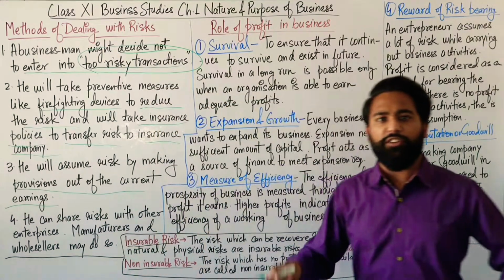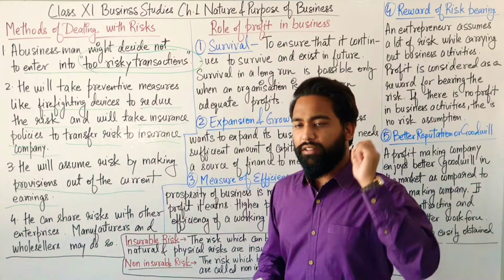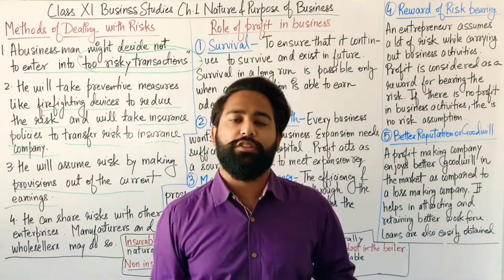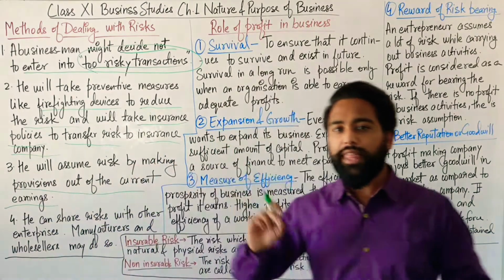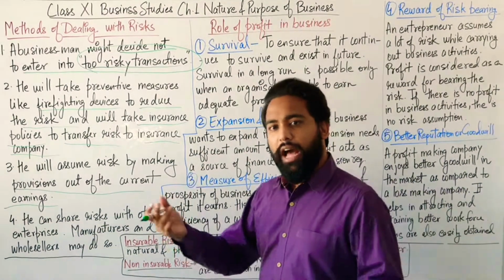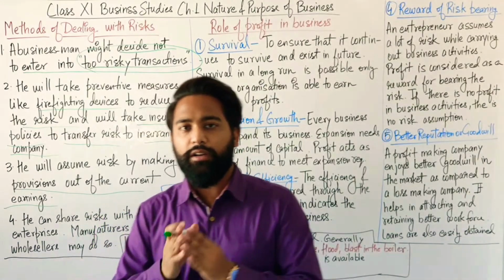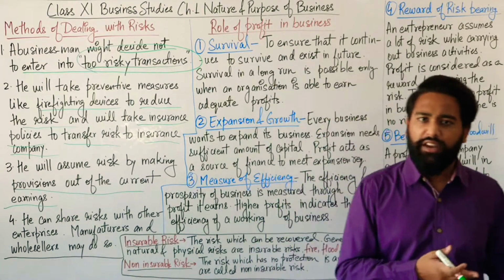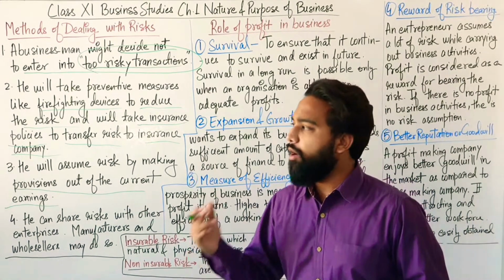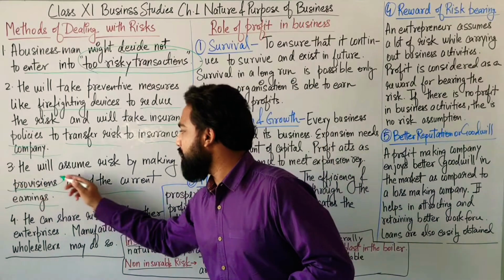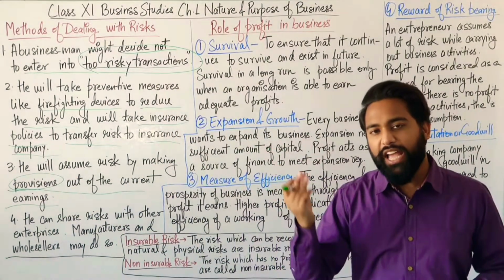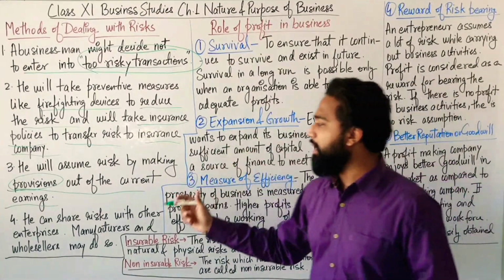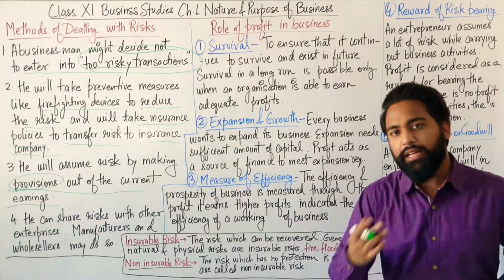Now he can assume risk by making provisions out of the current earnings. Suppose I am earning lots of profit today, but in a futuristic sense, I will say that let's save some money for the future losses, for the future risk. Now suppose after 1 year I deal with some bad debts or fire in my business, then I have saved some money for that scenario. Those provisions, the money which I have saved for these risky situations, I will use so that I can minimize my risk.